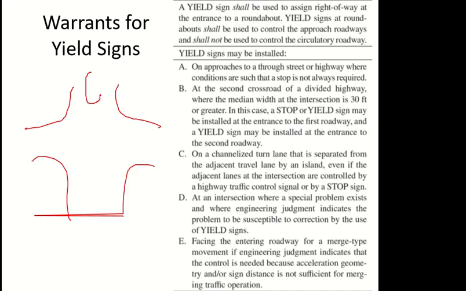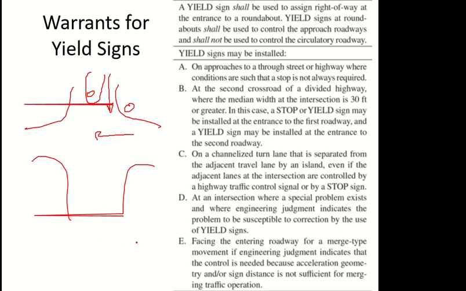Okay, and this one has a median. So I'm coming from here. Okay, we don't normally do that, by the way. So if I'm coming from here, you may have a yield sign here, and then you may have another yield sign here as well. If the median is wide enough, the vehicle can come and stop here. It will not disturb this traffic. Then we can have a yield sign here as well.